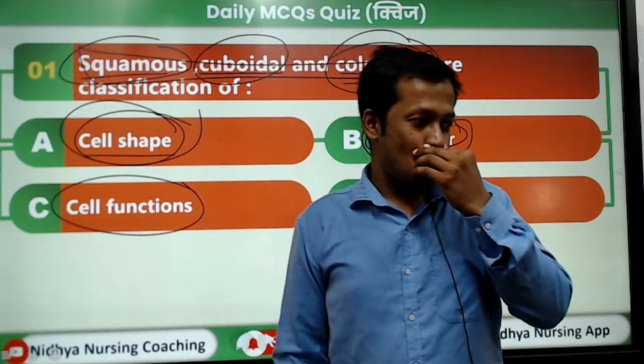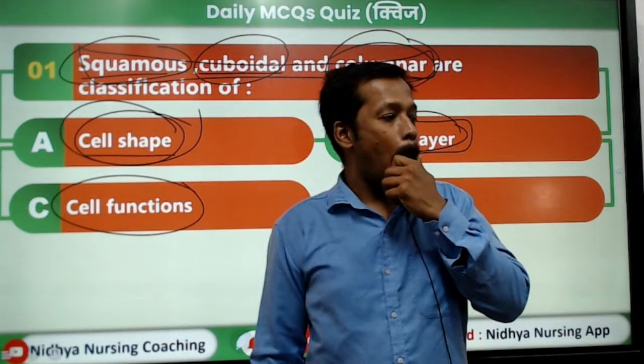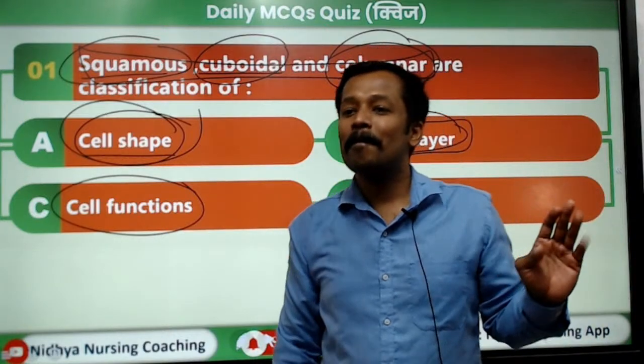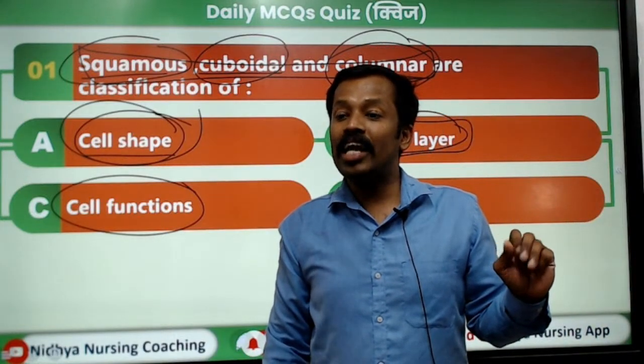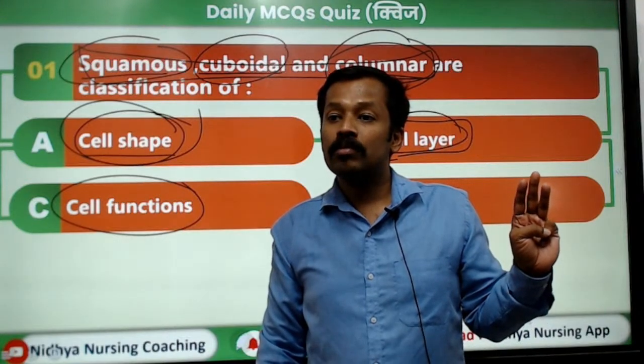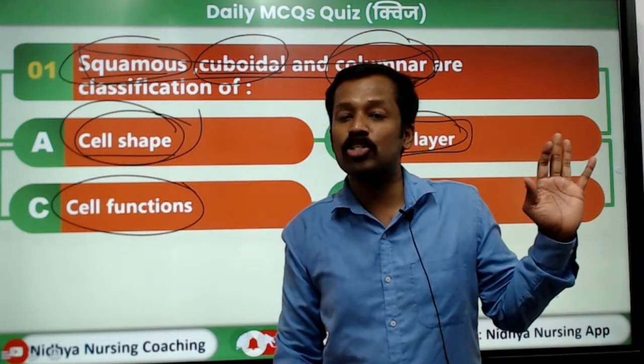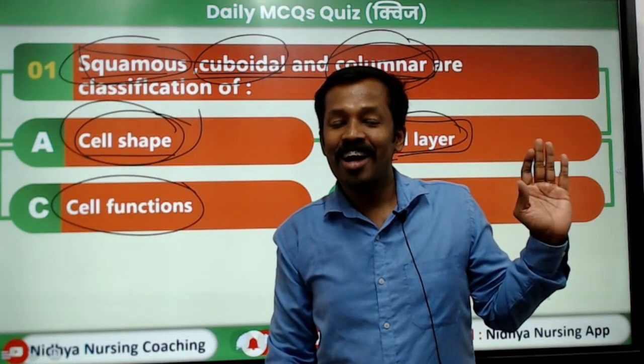Deepthi, very good. 3 layers. Which are they? Mesoderm, endoderm, ectoderm. Then ectoderm is having how many layers?